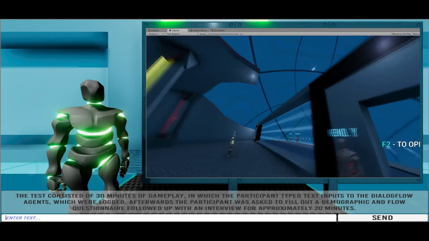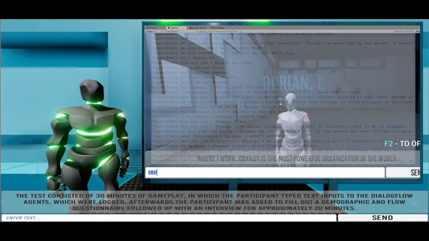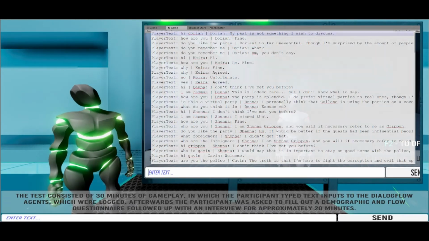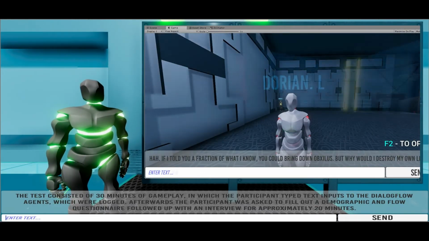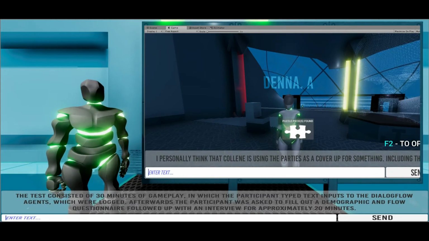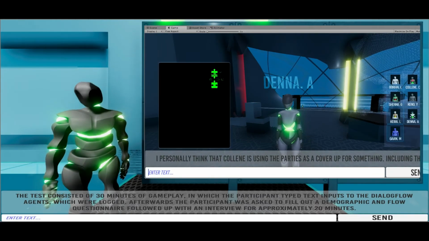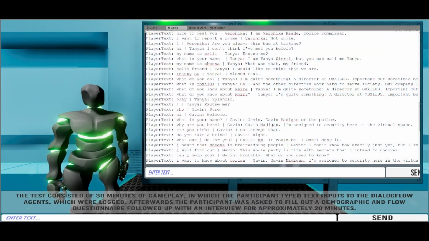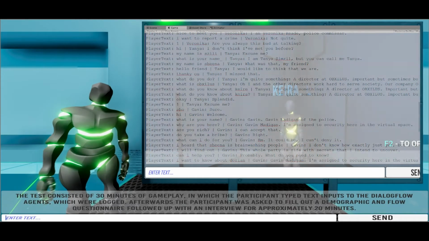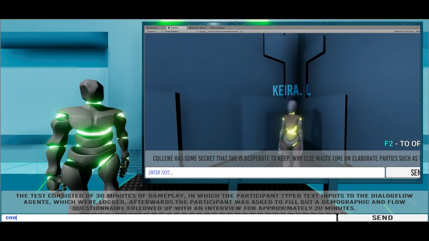The test consisted of 30 minutes of gameplay, in which the participant typed text inputs to the dialogue flow agents, which were logged. Afterwards, the participant was asked to fill out a demographic and flow questionnaire, followed up with an interview for approximately 20 minutes.